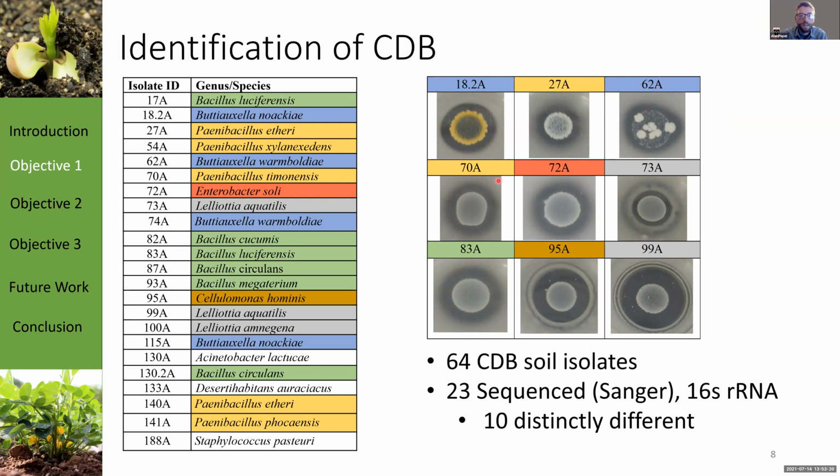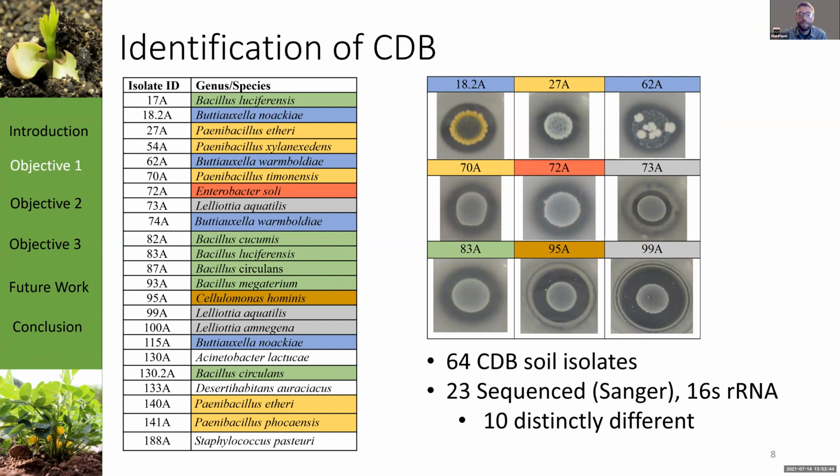And then on the left here, you can see these are the sequences. So we had 23 fully sequenced, 10 of them distinctly different, meaning not from the same genus. And then right here, we have an example of the morphological differences. So you can see that they have quite different characteristics. Some are pigmented, different colors, and also they grow at very different rates.